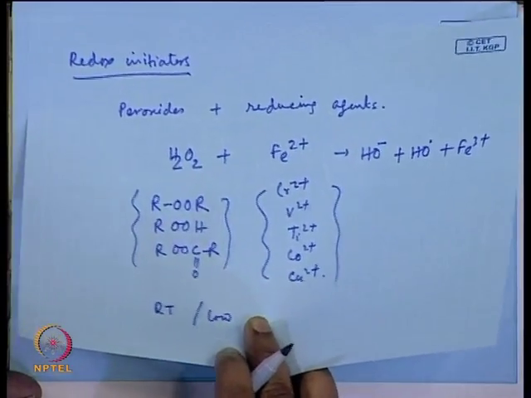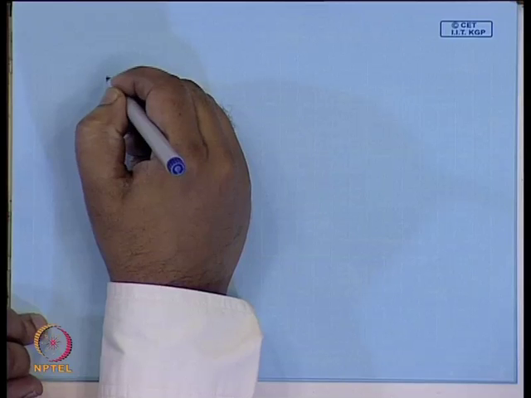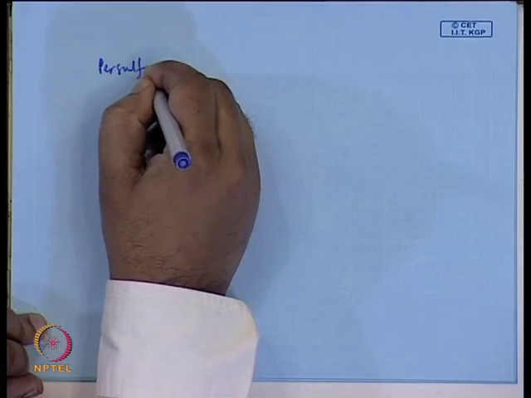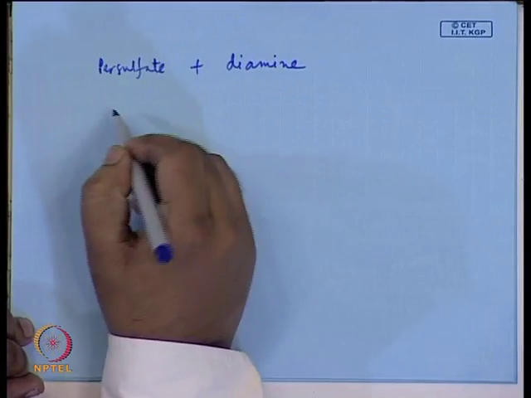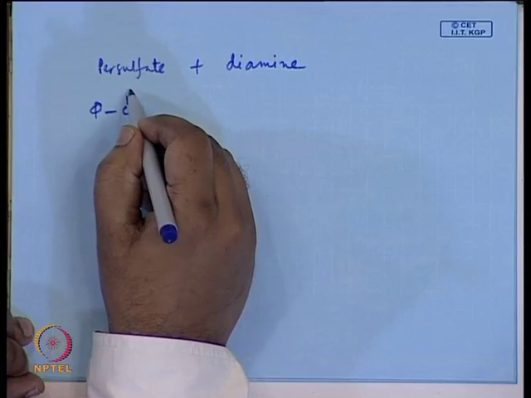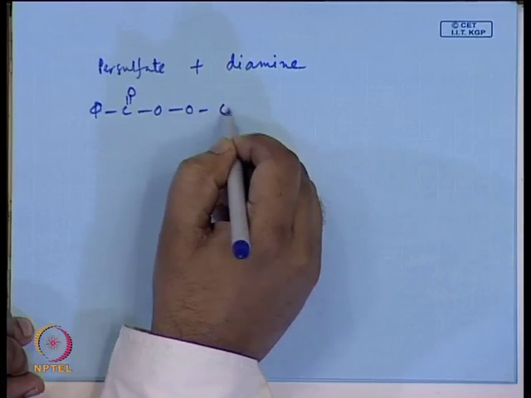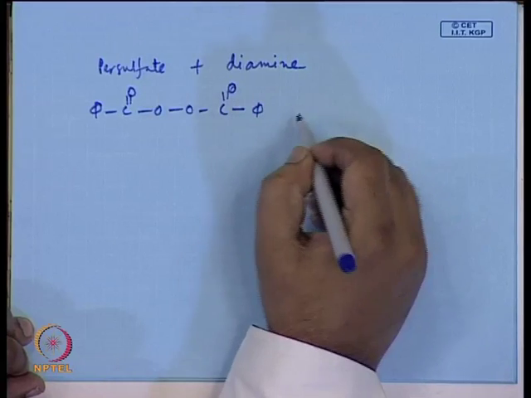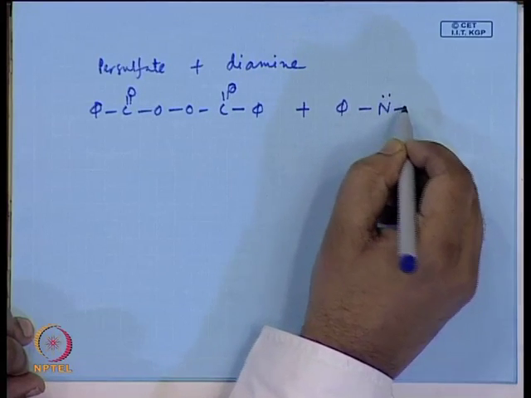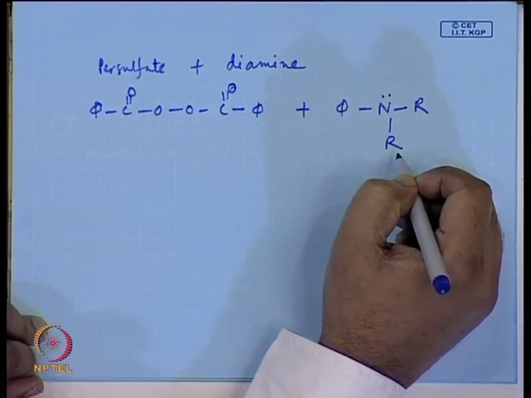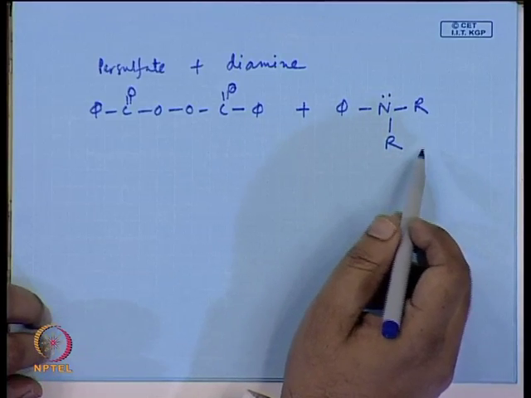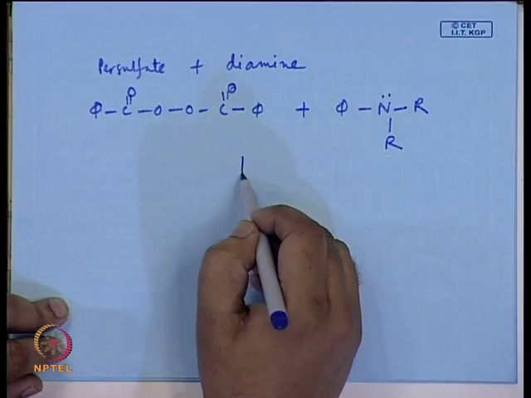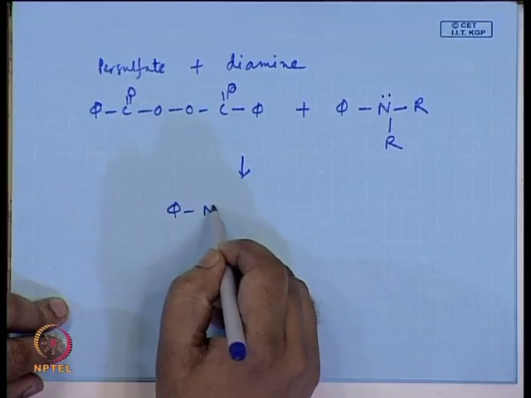Another example of a redox initiator is persulfate plus diamine, again a combination of reducing and oxidizing agents. Here is benzoyl peroxide and, say, a diethyl amine, if R is an ethyl group, then it reacts and gives this.